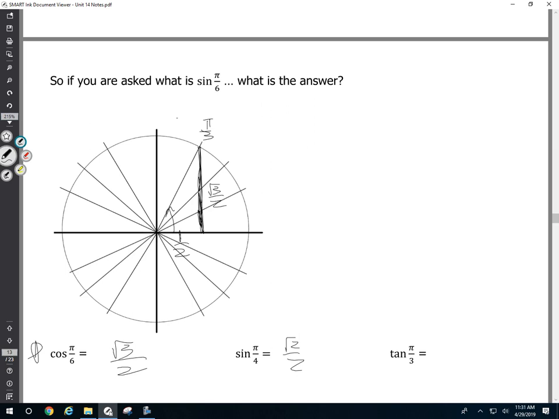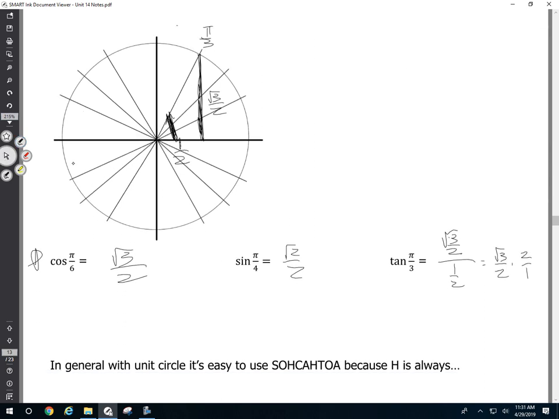Tangent, opposite over adjacent. TOA, right? Well, if we're talking about this angle, the opposite, root 3 over 2. The adjacent, 1/2. Dividing by a fraction is the same as multiplying by a reciprocal. Root 3 over 2 times 2 over 1 is just root 3.